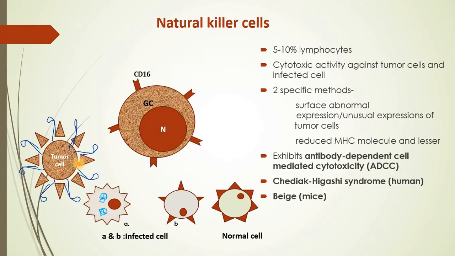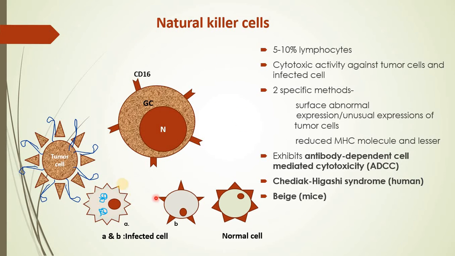Now let us move ahead. The third type of lymphocytes which play an important role in the immune system, or which act as an immunocompetent cell, is the natural killer cell. These natural killer cells, as I said, are a type of lymphocytes and their total number is nearly 10% in the circulation. They show cytotoxic activity against either the tumor cells or the infected cells. And to identify the tumor cells or the infected cells, they have two specific modes.